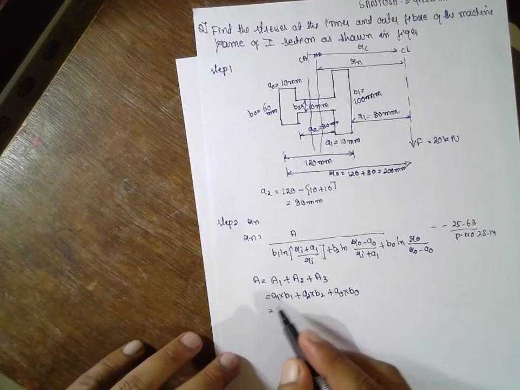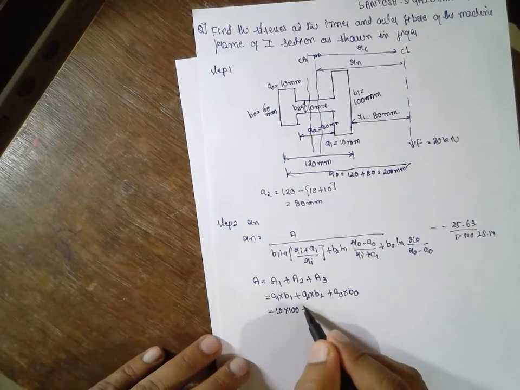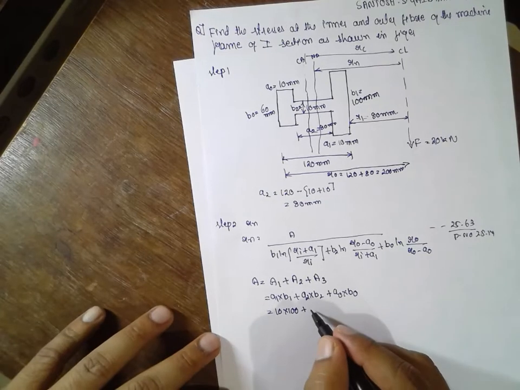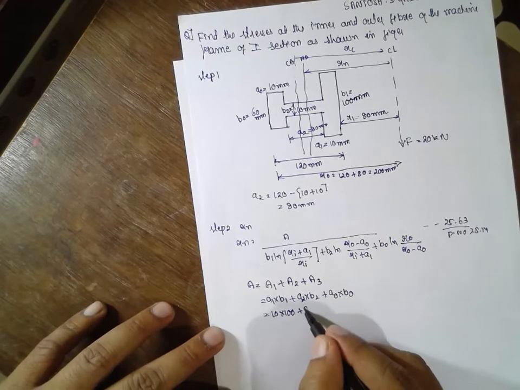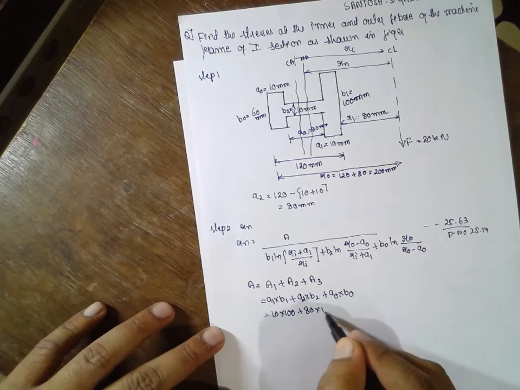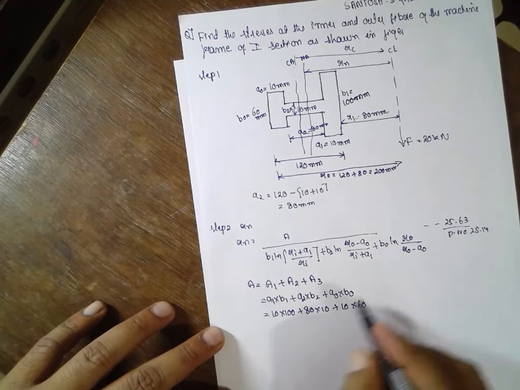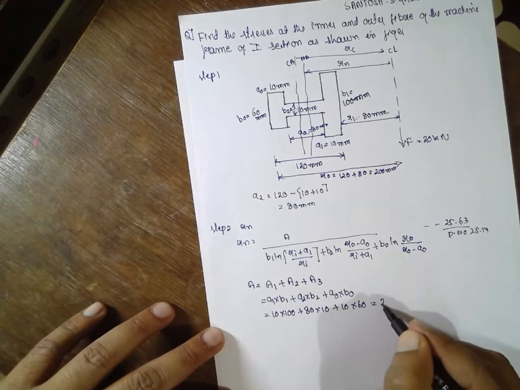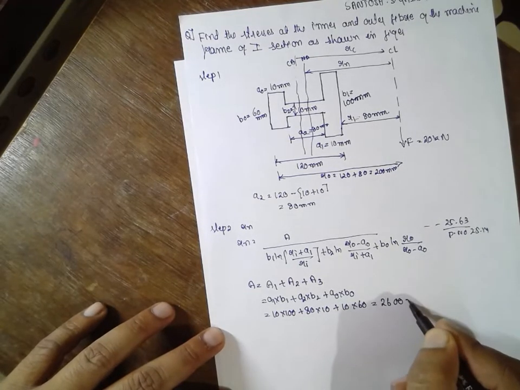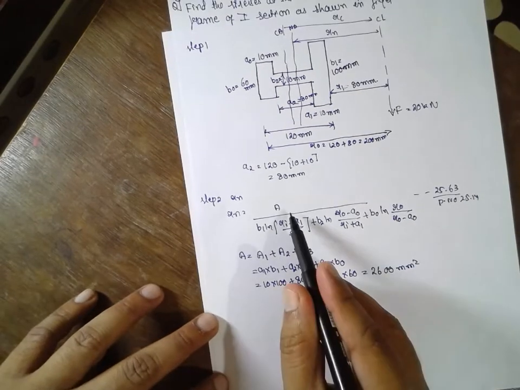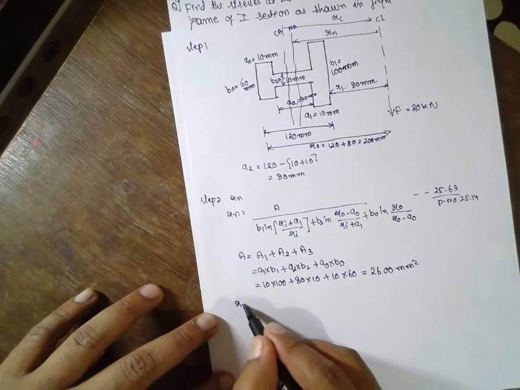What is given here? 10 into 100, plus A2 is nothing but 80 into 10, A0 is 10 into 60. If we calculate, the answer will be 2600 mm square. Next, once you know Rn, substitute here and you will get the answer.